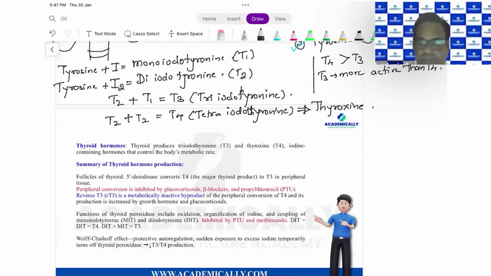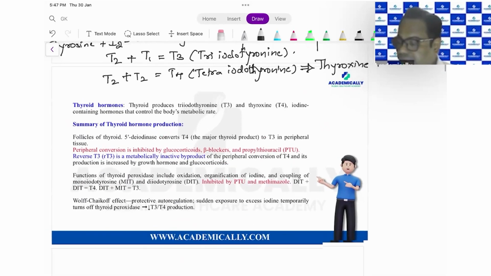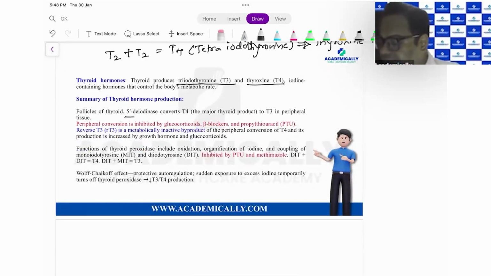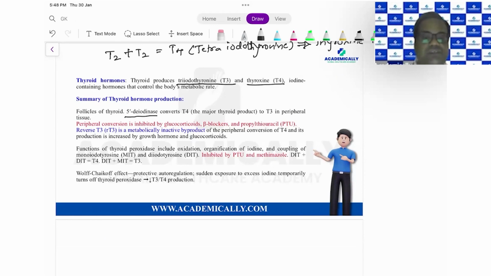This is important. The thyroid produces T3, triiodothyronine, and T4, also called thyroxine. So when we are giving supplements, we give T4 supplements, or thyroxine supplements. Now, 5-D iodinase converts T4 to T3 in the peripheral tissue. As I said, every time T4 has to act, it needs to get converted to T3. Only then will it be able to act. T4 itself does not have much action. So this is the enzyme which is required, 5-D iodinase.